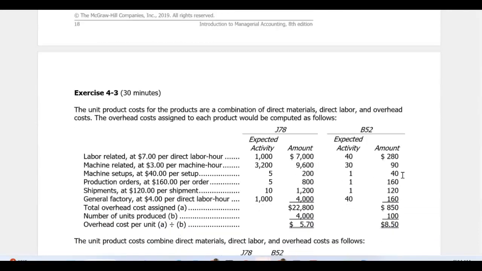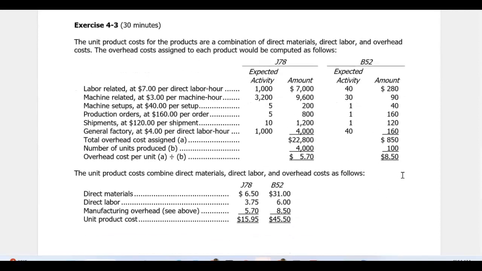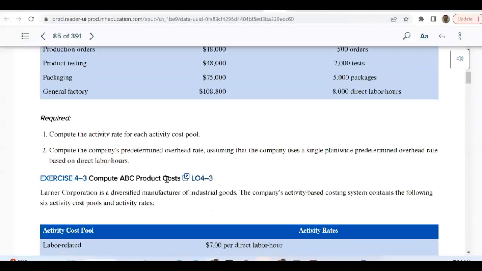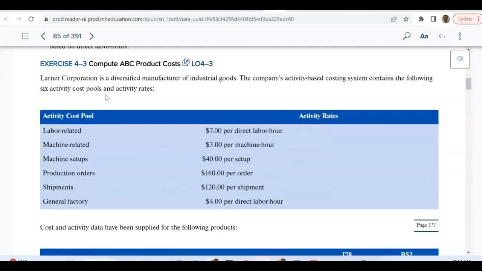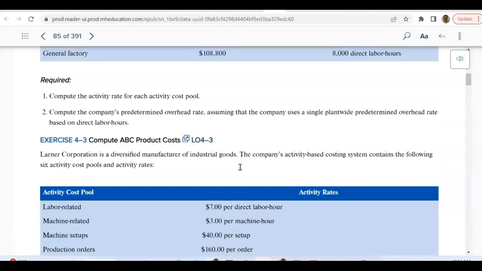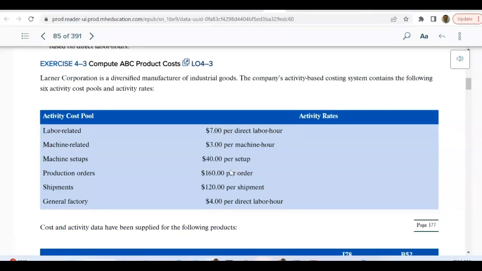Okay, let's do one more problem. So here is the solution, but let's read it first here. So the company has an activity-based costing system, which contains the following 6 activity pools that are just provided: labor-related, machine-related, okay? And activity rates are given, so we don't need to calculate anymore. Like in problem 1, we were calculating it. In problem 2, we don't need to calculate it because it's already given.